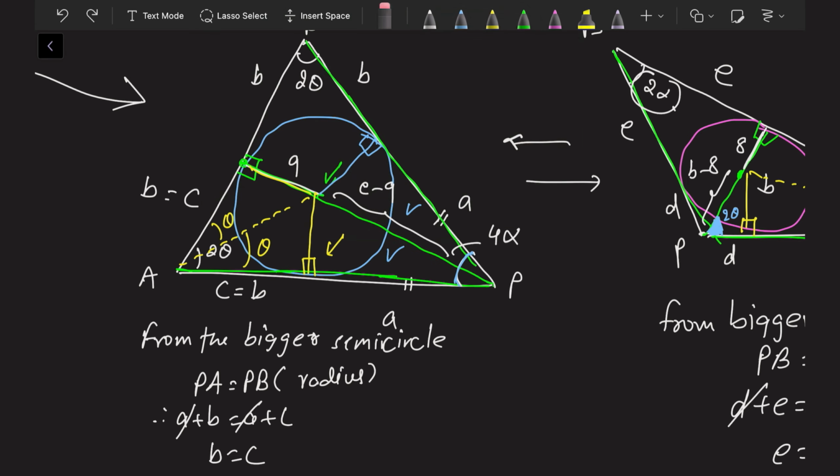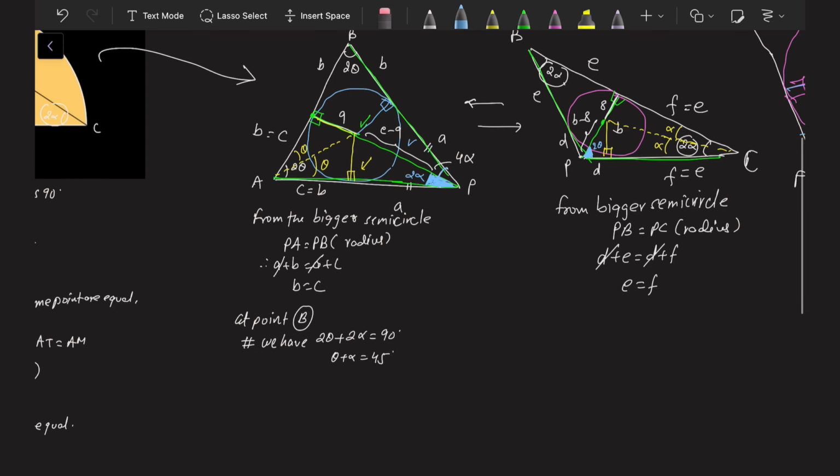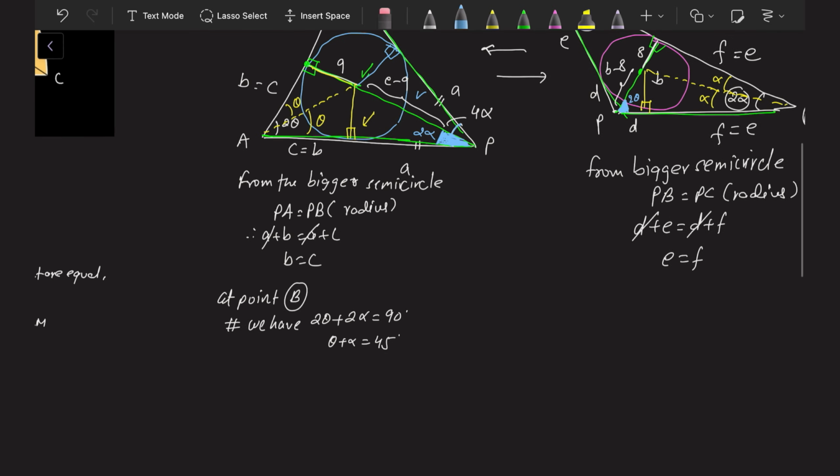Let me make this as a small eraser. Okay, so we'll have 2 alpha and 2 alpha. So this particular angle over here will have this thing as 2 alpha. Okay, very nice things going on over here. Now let us talk about a few things.